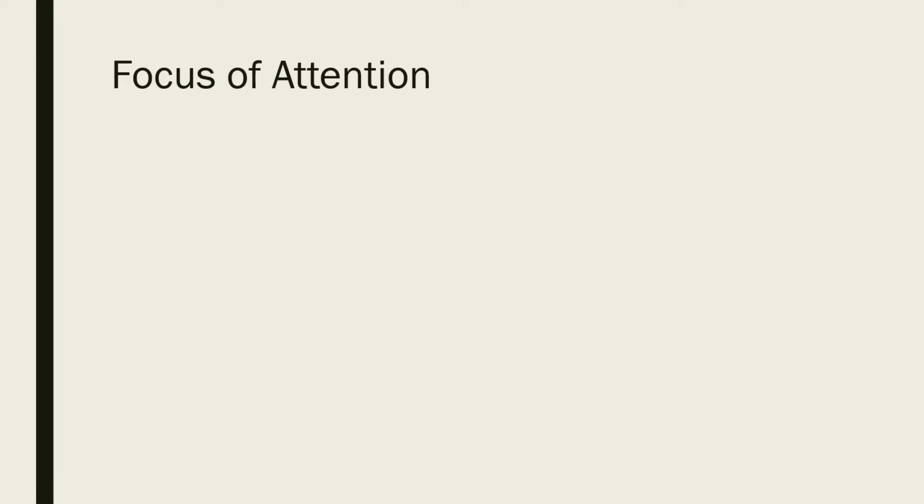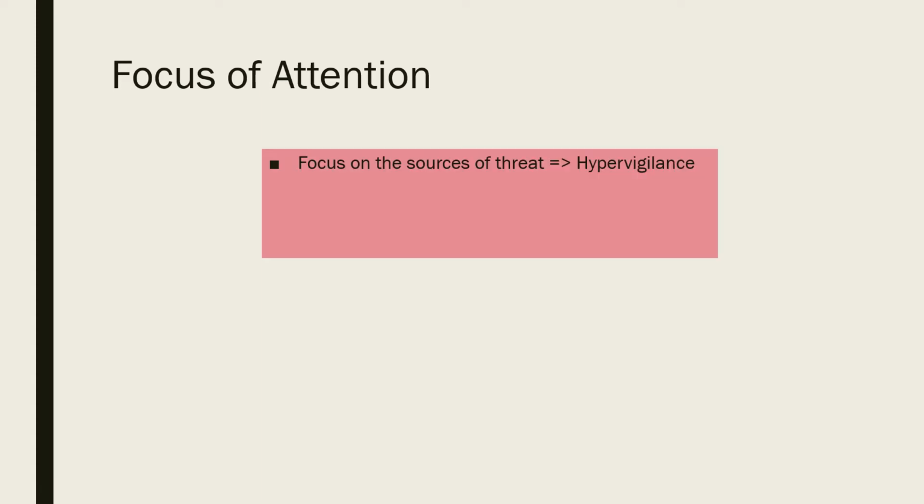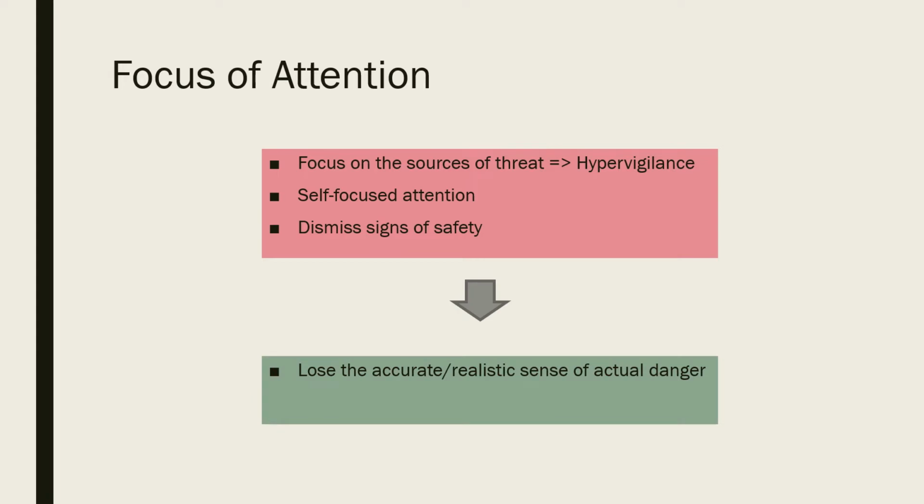Focus of attention means that clients with anxiety tend to focus disproportionately on the sources of threat, which is also called hypervigilance. And because they're so hypervigilant and really absorbed into this internal experience of threat, they often dismiss signs of safety that are out there. And because of that, clients lose the accurate or realistic sense of actual danger, which leads to interference with their daily functioning.